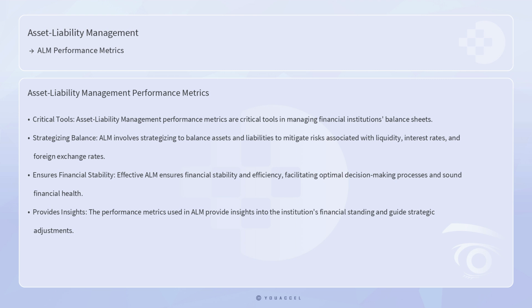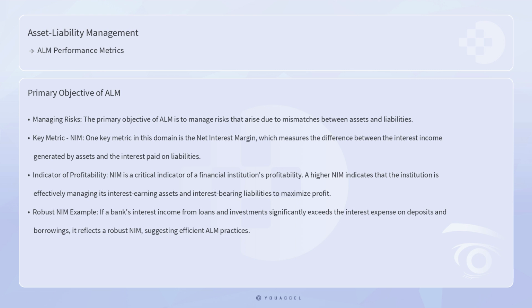The performance metrics used in ALM provide insights into the institution's financial standing and guide strategic adjustments. The primary objective of ALM is to manage risks that arise due to mismatches between assets and liabilities. One key metric in this domain is the net interest margin, which measures the difference between the interest income generated by assets and the interest paid on liabilities. NIM is a critical indicator of a financial institution's profitability.